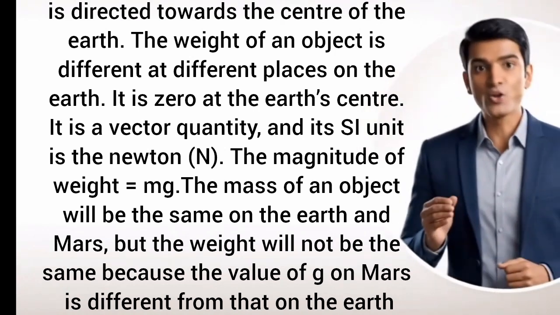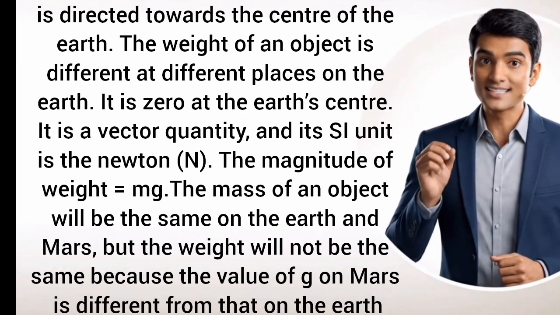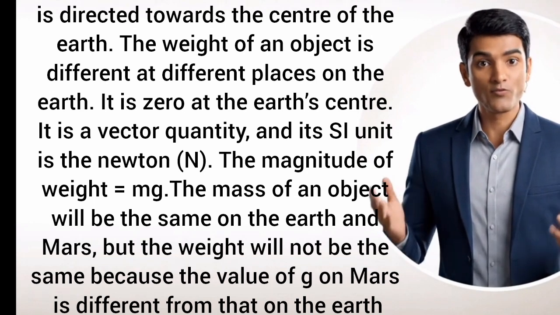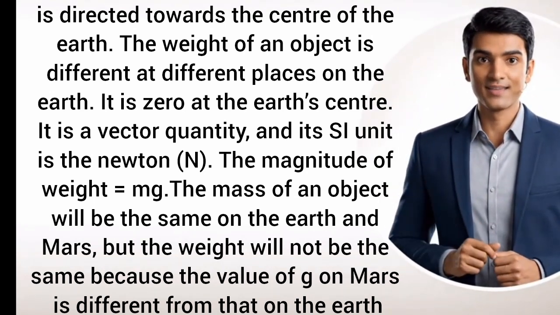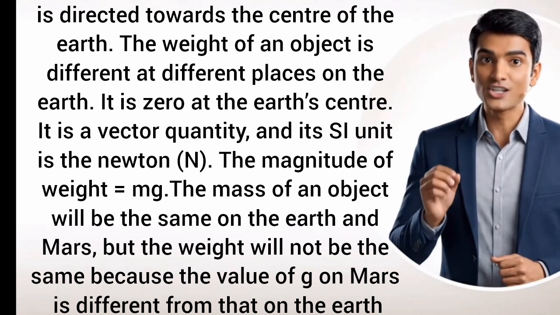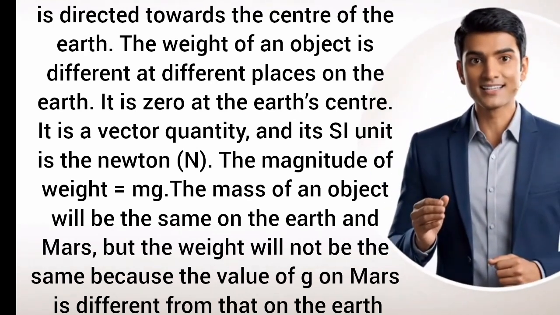The weight of an object is the force with which the Earth attracts it. It is directed towards the center of the Earth. The weight of an object is different at different places on the Earth. It is zero at the Earth's center. It is a vector quantity, and its SI unit is the Newton, N.